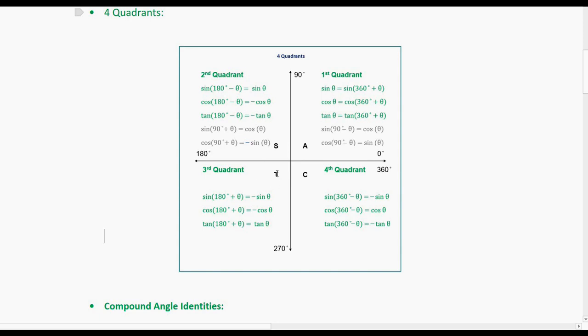The rest would be negative. In the third quadrant, only the tan function gives a positive value, and sine and cos on the other hand are negative. And in the fourth quadrant, only cos gives a positive value, and sine and tan are negative.